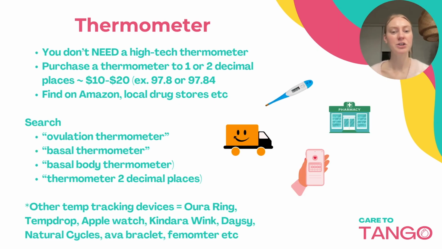So how do you actually track your temperature? You're going to use just a thermometer. You don't need a super high tech one. You can just purchase one to either 1 to 2 decimal places. These are approximately $10 to $20 on Amazon or at your local drugstore. If you are searching on Amazon, you can look up ovulation thermometer, basal body thermometer, or thermometer to 2 decimal places. There are other options as well, like the Oura Ring, Temp Drop, the Apple Watch, or Natural Cycles.